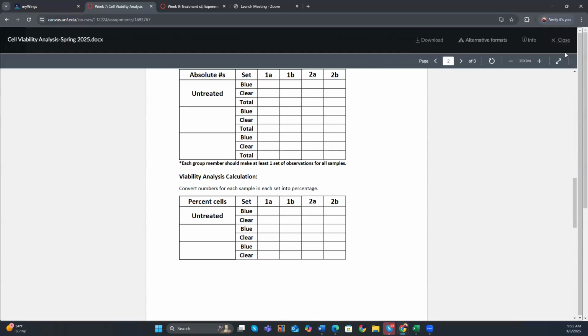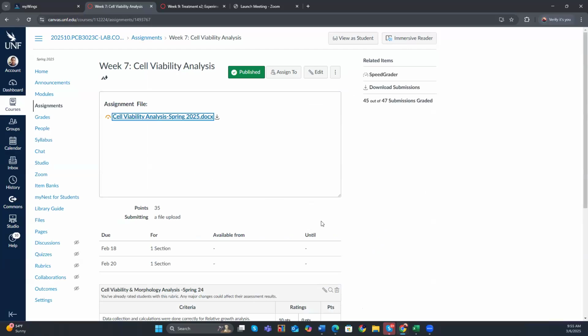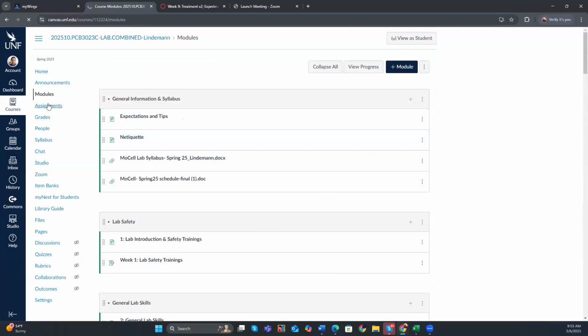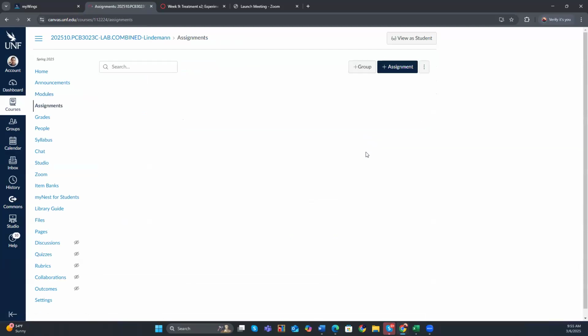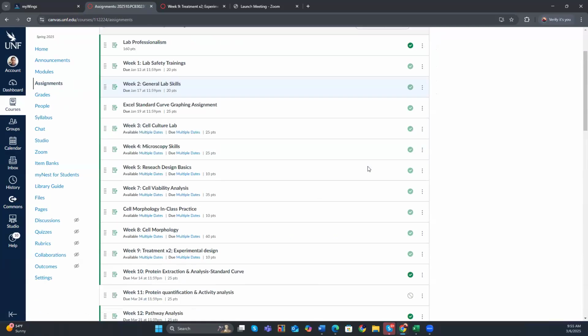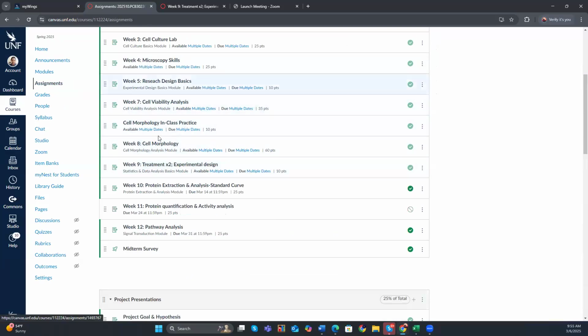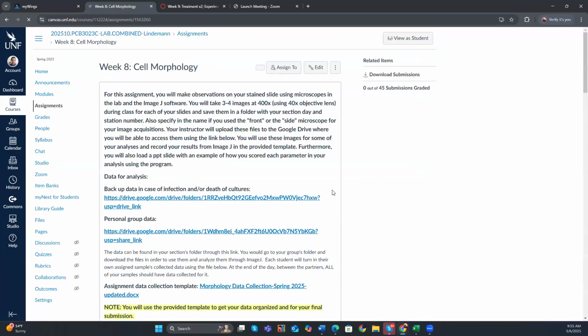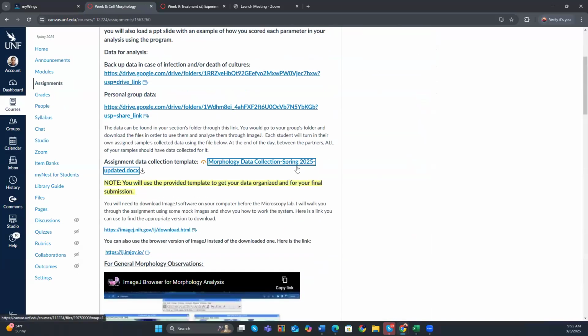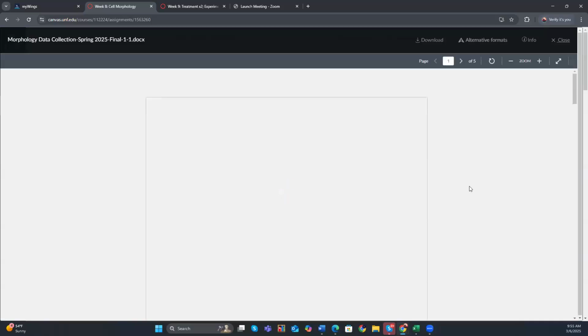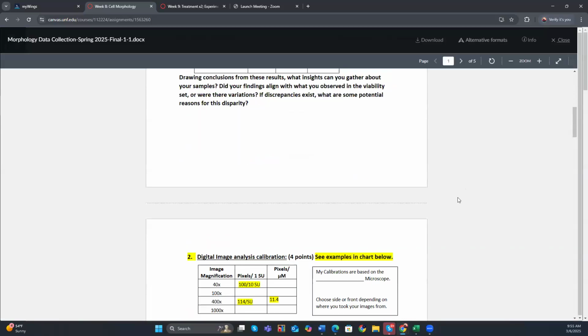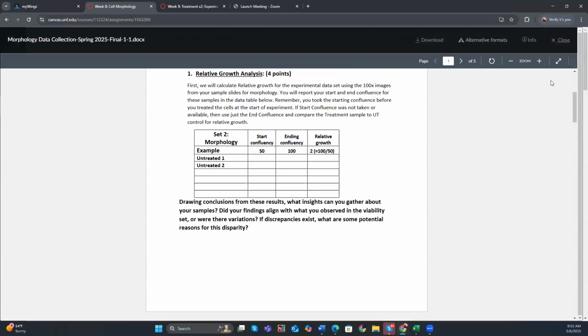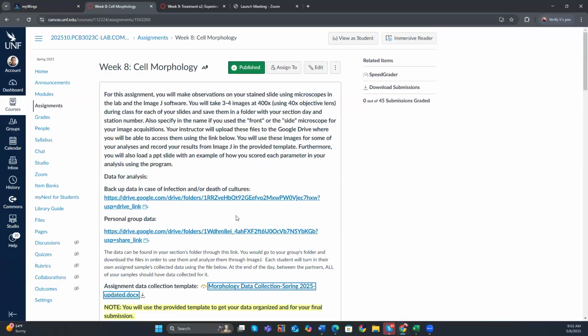And then the second one that you're going to be opening up is your morphology assignment that you just finished collecting data for and turned in recently. So that's going to be the one over here with all this information right here. Okay.